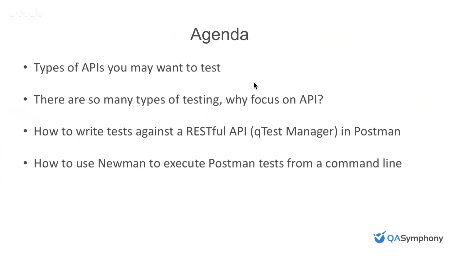Thirdly, we're going to actually write some tests against a RESTful API. I'll use the QTest Manager public API as my demonstration using Postman. And then finally, how to execute those Postman tests using Newman, which is a command line runner for Postman. This will allow you to execute your tests as part of your continuous integration.